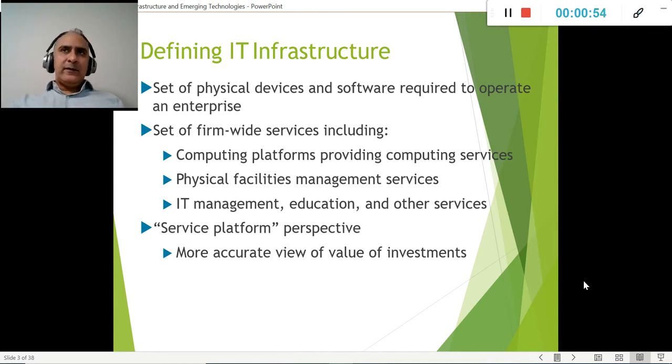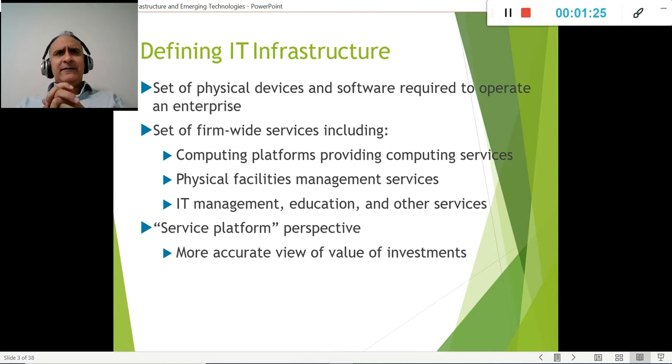Right, so first of all, we're going to look at the definition of the IT infrastructure. In this case, we have three main things: the computing platforms, providing the computing services, physical facilities, and the IT management. So we have the computing platforms, which in this case could be the computers themselves. It can be the servers itself.